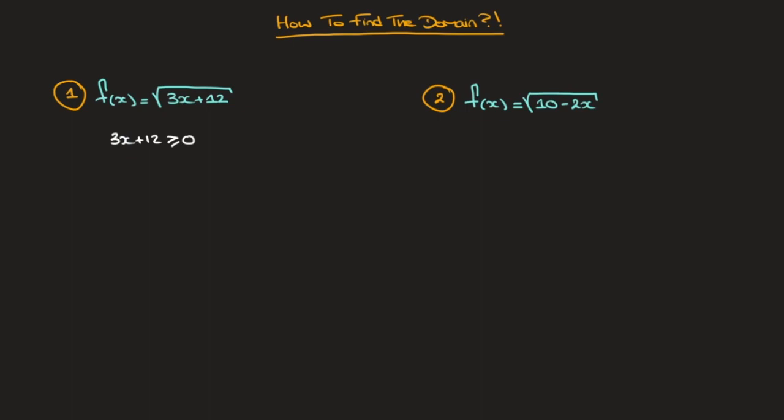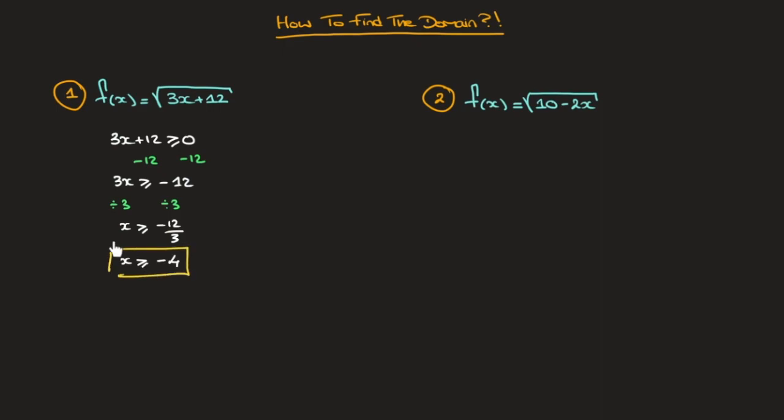Here's what I mean. I'll start by getting rid of this 12 that's being added on the left-hand side, and to do that I subtract 12 from both sides of this inequality. That leads us to 3x is greater than or equal to negative 12. Now I want to get rid of this 3 that's multiplying x on the left-hand side, and for that I divide both sides of this inequality by 3. So that leads to x must be greater than or equal to negative 12 over 3. In other words, x must be greater than or equal to negative 4.